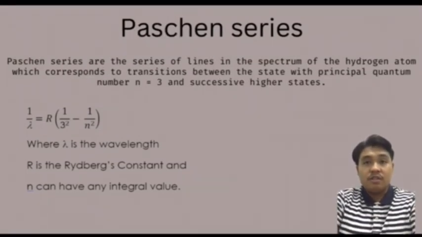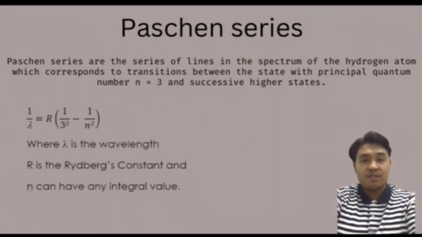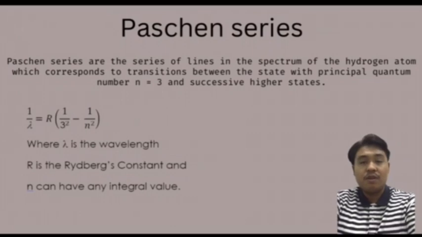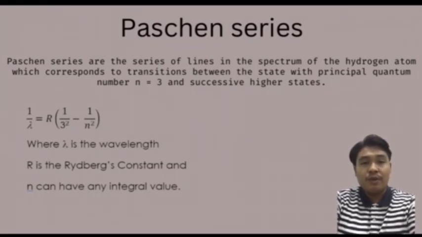The Paschen series is the series of lines in the spectrum of the hydrogen atom which corresponds to transitions between the state with principal quantum number n equal to 3 and successive higher states. We also can use this formula to determine the Paschen series wavelength.